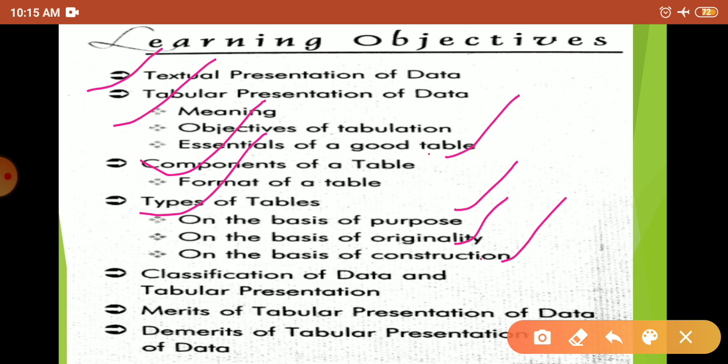Now merits and demerits. Already I had told tabular presentation is a very attractive way to present data. We can easily understand. It is comprehensive, it takes very less time, it is less time consuming. Demerit: it is not going to give detailed information.